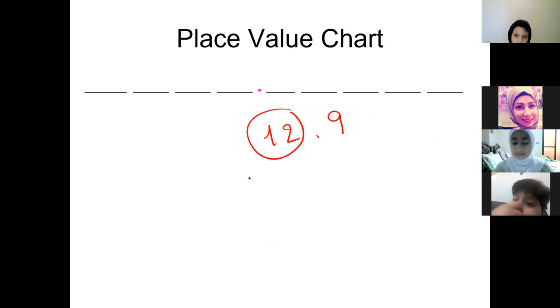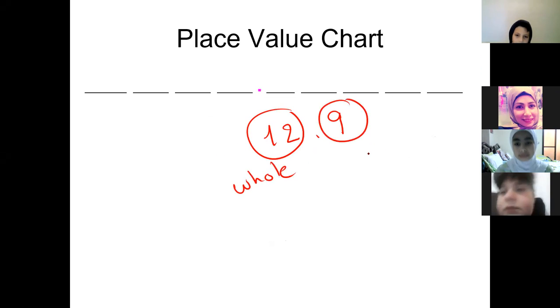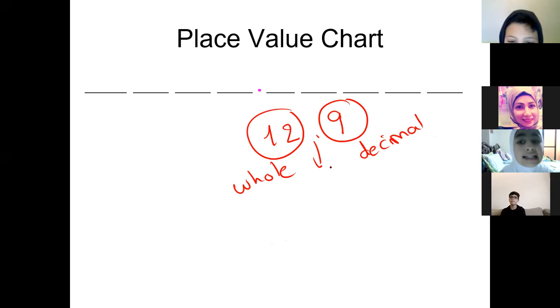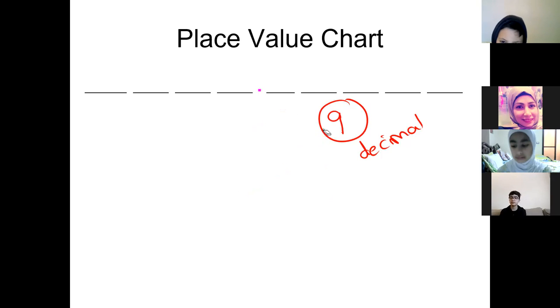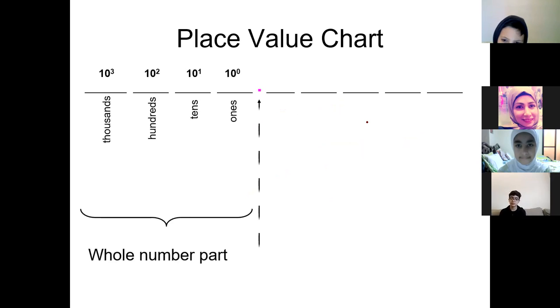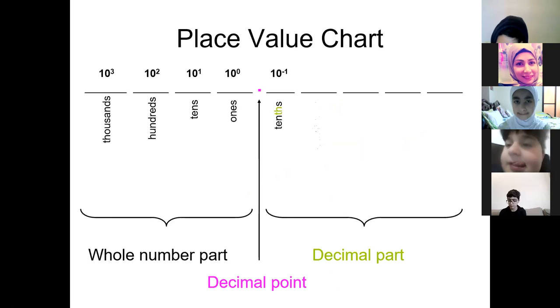12 is the whole part. 9 is the decimal part. Excellent. In the middle, it's the decimal point. So a whole part, a decimal point, and a decimal part.